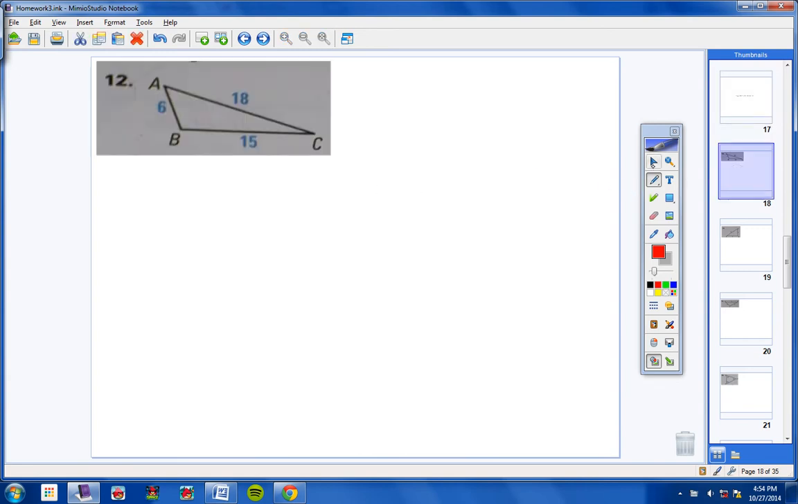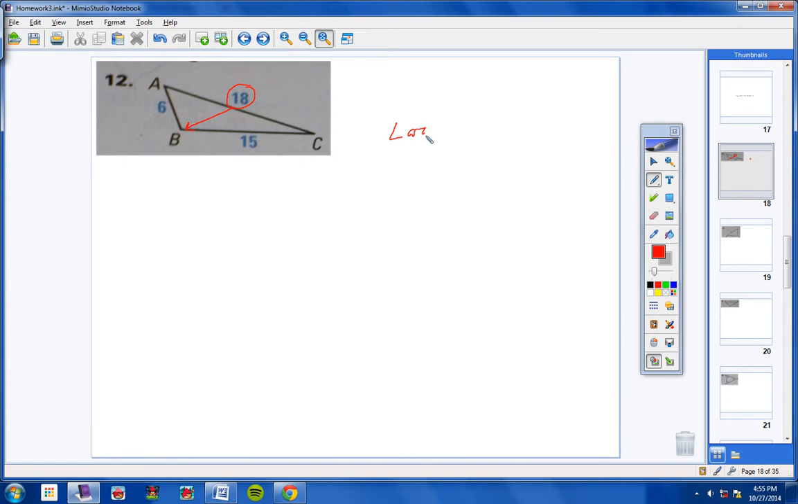So here's number 12. Well, first of all, students, if we're going to name the largest angle and the smallest angle, remember they will be across from the longest side and the smallest side. So the longest side is 18, so go straight across. The largest angle will be angle B.